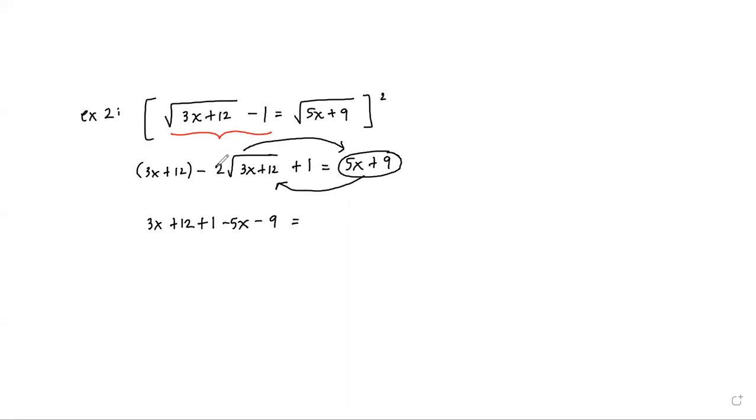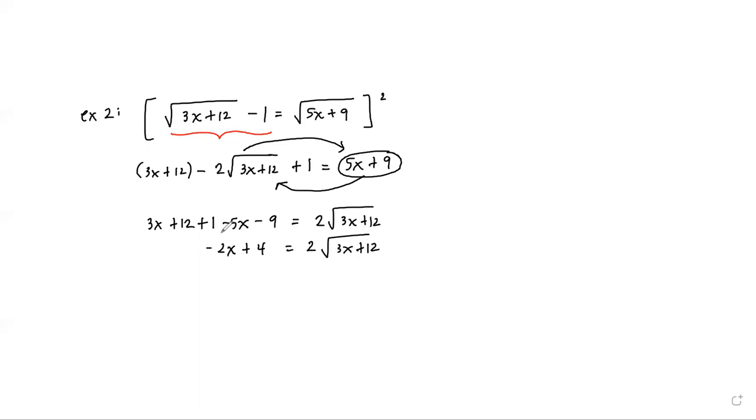While this one, the negative 2 times square root of 3x plus 12 will become positive 2 times the square root of 3x plus 12. Combining like terms on the left side, we get 3x minus 5x, which is negative 2x. And then we have 12 plus 1, which is 13. 13 minus 9 is positive 4, equals 2 times the square root of 3x plus 12.